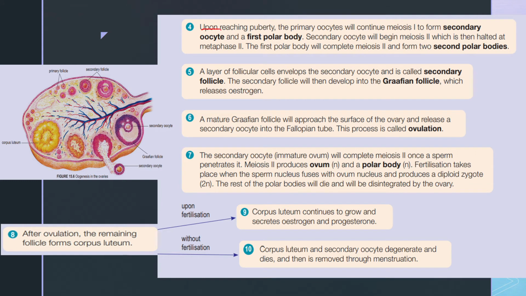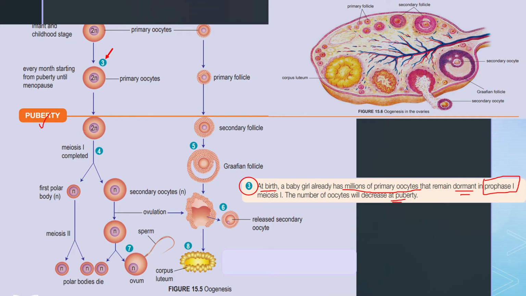Okay, upon reaching puberty, what happens to the primary oocyte? Just now they stopped at meiosis 1, prophase 1, right? So upon reaching puberty, each month, when the girl has reached this stage of puberty, there will be a menstrual cycle. Each month, ovulation happens, right? So this primary oocyte will continue meiosis 1 to form a secondary oocyte and the first polar body. So look at this. This is what happens.